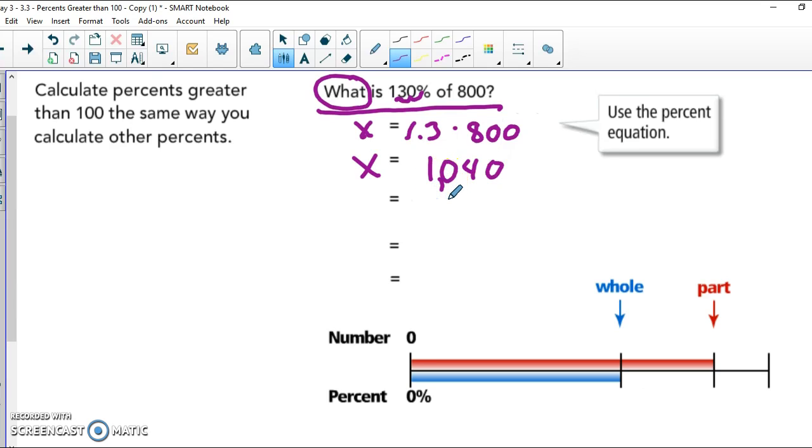So in this case, I was looking for the part. So we could also think part equals percent times whole. So part would be my x equals percent times the whole. 800 is the whole.